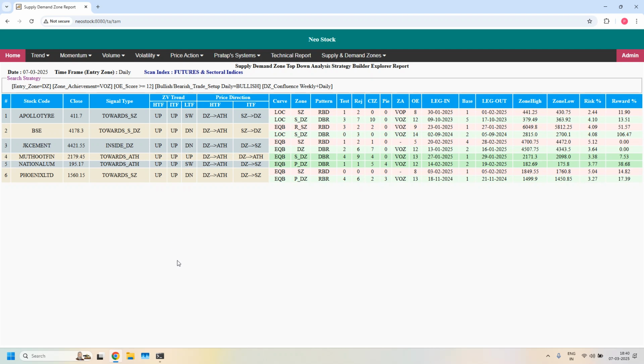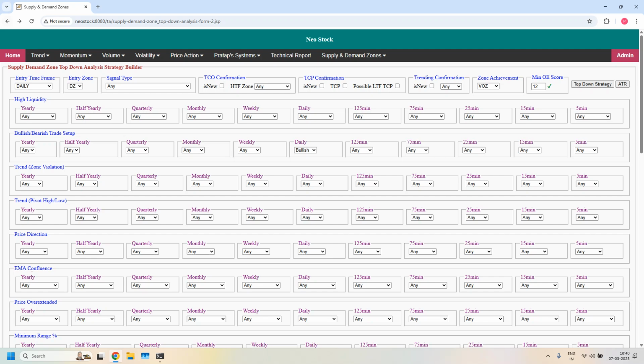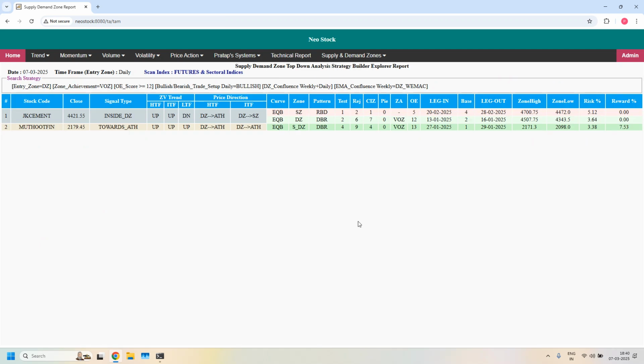Okay, now let us check how many of the weekly demand zones have weekly EMA confluence, and the trend also in our favor. So, the EMA confluence at weekly time frame. Why weekly? Because the daily demand zone is overlapped with weekly. That's why we are checking whether the weekly demand zone has weekly EMA confluence. So we set that filter. With this filter, out of 6, we got 2 stocks.